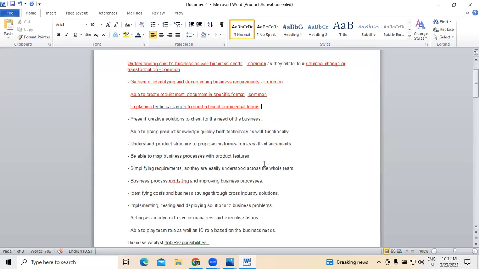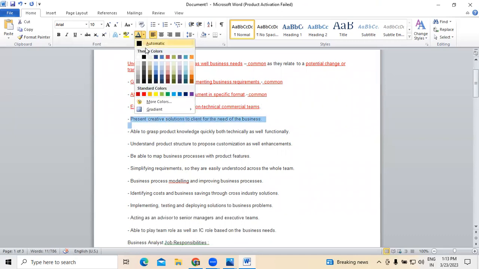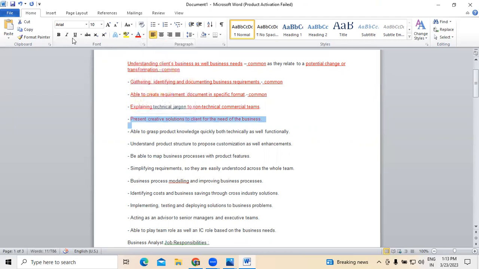Next, presenting creative solutions to the client needs and business needs. This is also quite a common part, which normally any BA has to do. Next, ability to grasp product knowledge quickly, both technically and functionally. Irrespective of whether it is functional knowledge or technical knowledge, grasping product knowledge quickly is what it is all about. This is the habit one must inculcate.